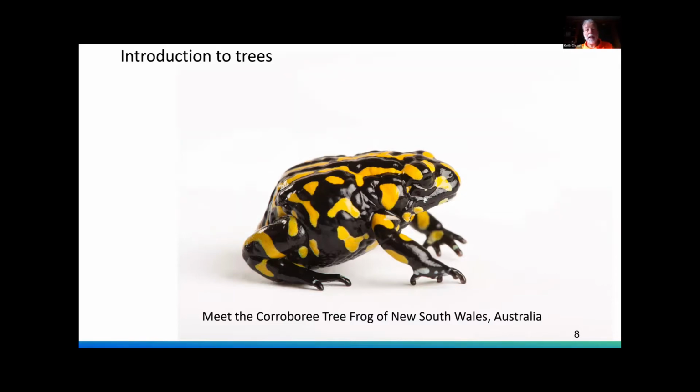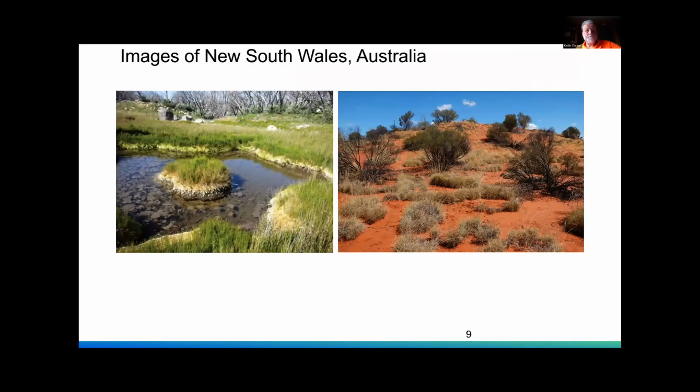So to help me introduce you to trees, here's a Corroboree tree frog from New South Wales, Australia. Here's some images. I went online. I've never been to New South Wales, Australia, so I wanted to see what it looked like. And apparently there's a lot of different kinds of terrain in New South Wales, Australia. We've got some green, verdant, pondy sorts of areas on the left here, and some dried out, scraggly looking places to the right.